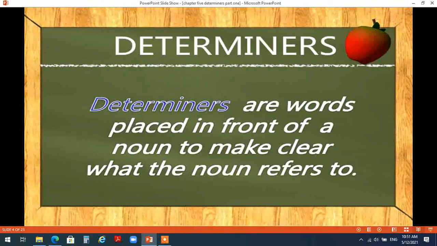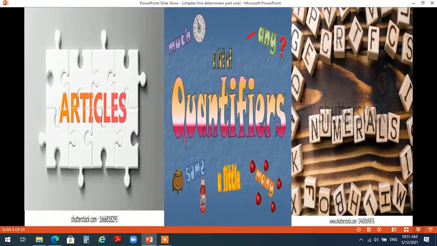Okay, now in fact determiners are sub-classified into 3 categories.